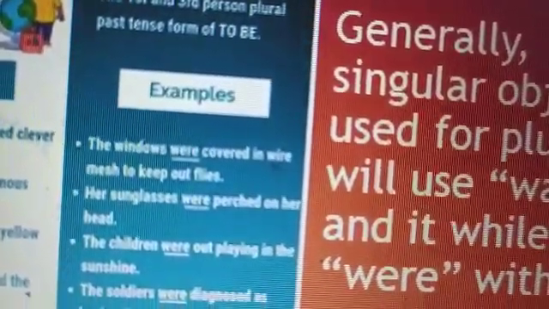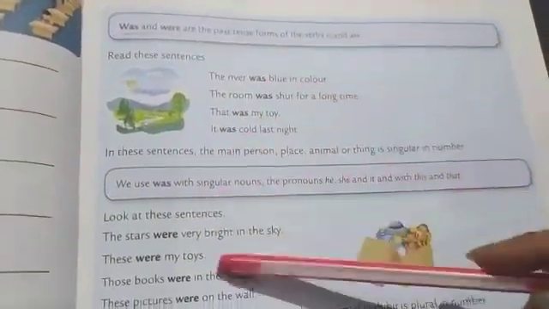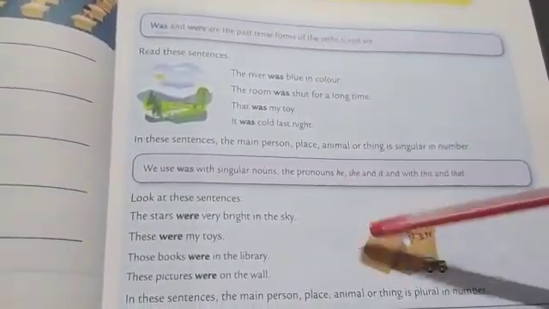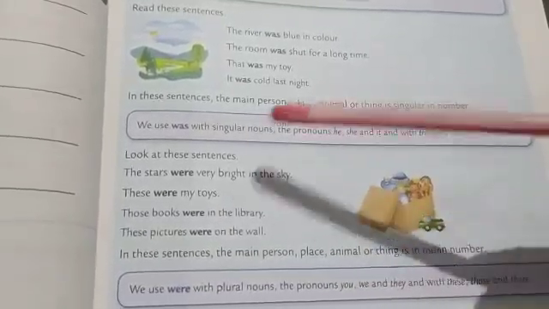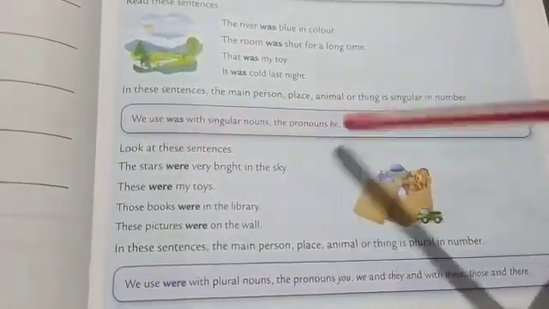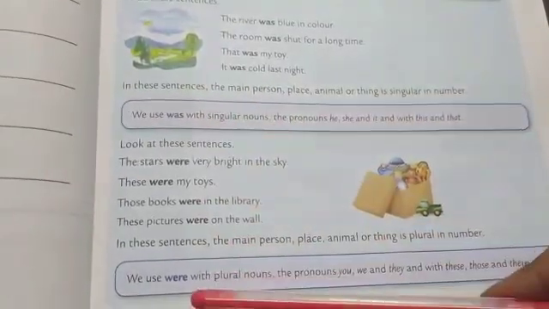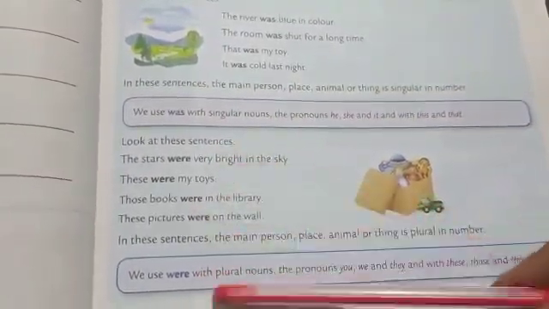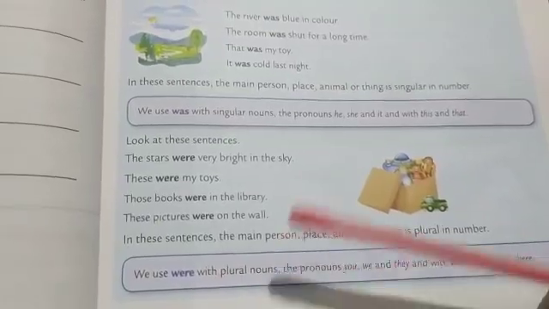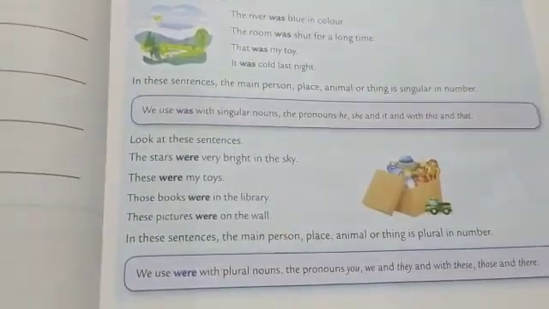Remember, children. So your work is to go through all the examples, learn once, read once. Okay, and in the next part of the video I will give you the exercises. You will write and learn where to use was. Remember, singular nouns we use was, and with plural nouns past tense we use were. Okay, in the next part of the video we will do the exercises.